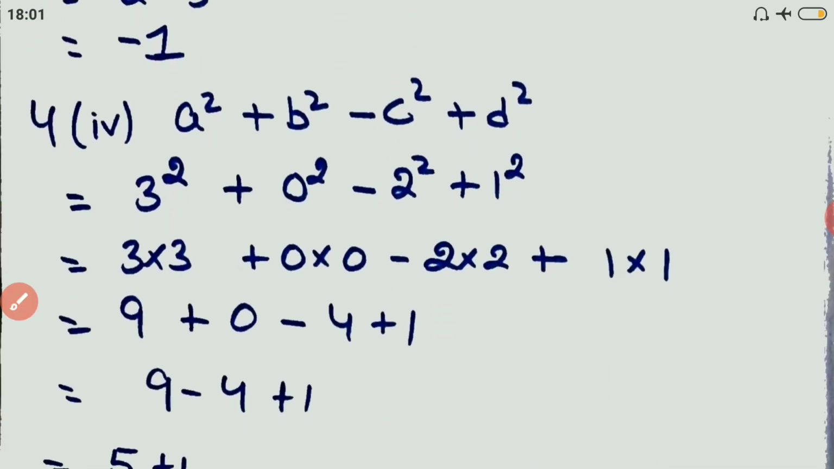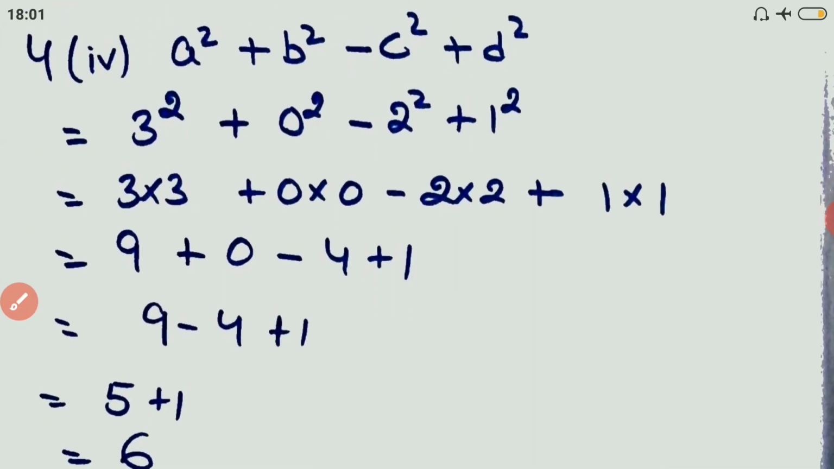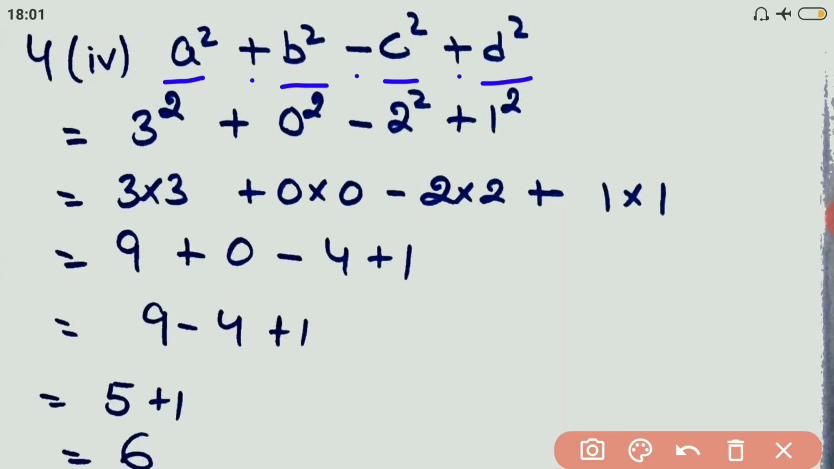Now going to the next sum, which is number 4.4. The question reads as a square plus b square minus c square plus d square. Now using the values of a, b, c, d which are given in the question, a square becomes 3 square, plus b square becomes 0 square, minus c square becomes 2 square, plus d square becomes 1 square. So 3 square means 3 into 3, plus 0 square means 0 into 0, minus 2 square means 2 into 2, plus 1 square means 1 into 1.